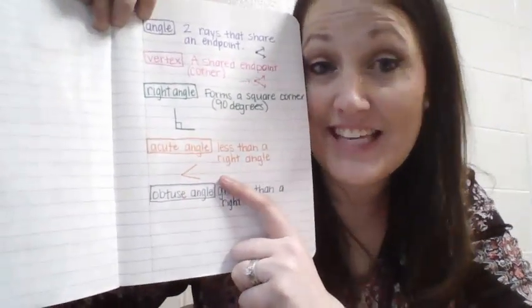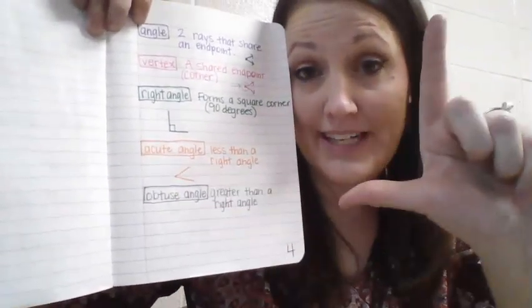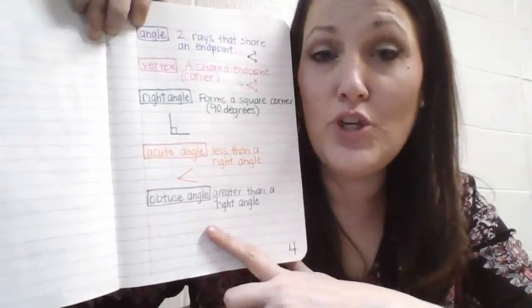All right, get those vocabulary notebooks ready because we're doing another word. This is the third angle. We've done right angle, acute angle, and now we're going to do obtuse. An obtuse angle is something that is greater than a right angle. So acute is little, it's less than a right angle. A right angle is like an L. And then obtuse would be greater than an L.